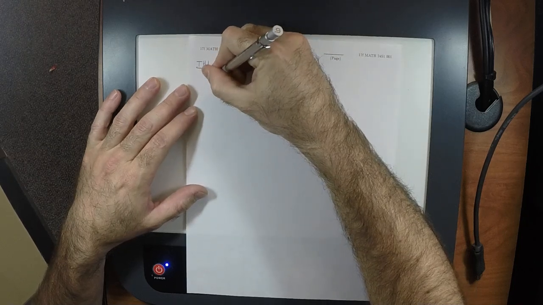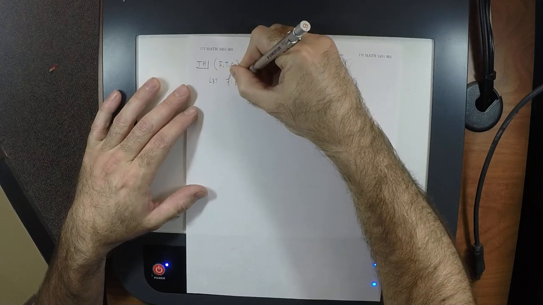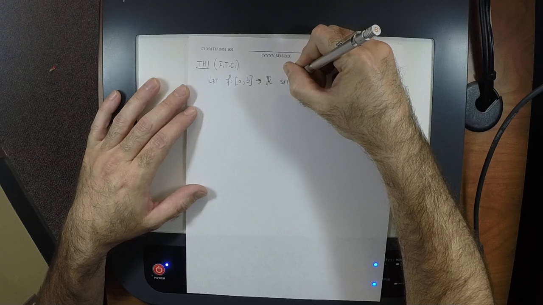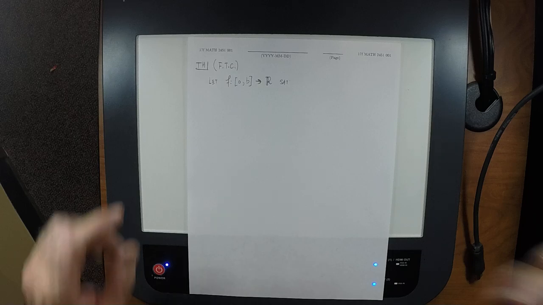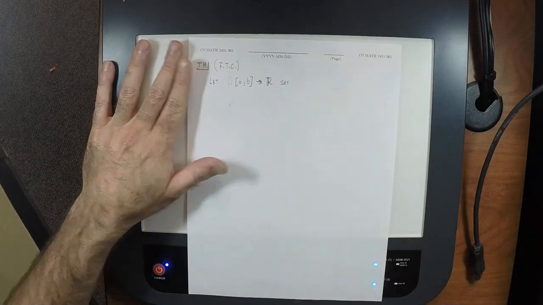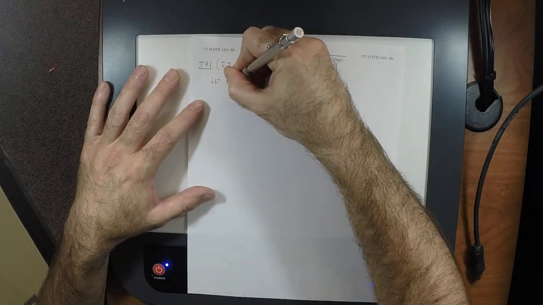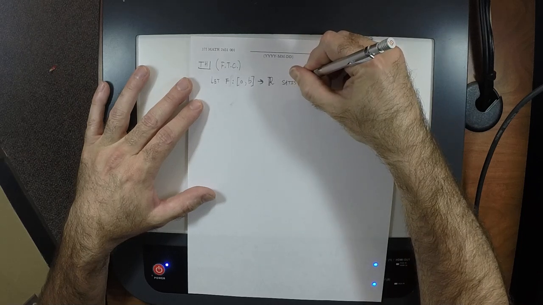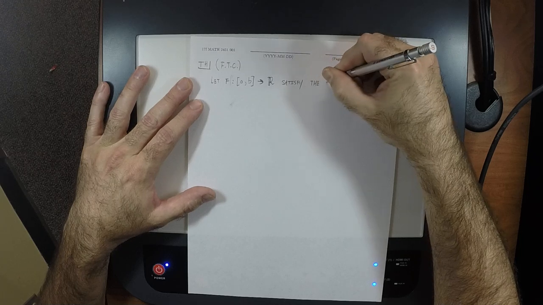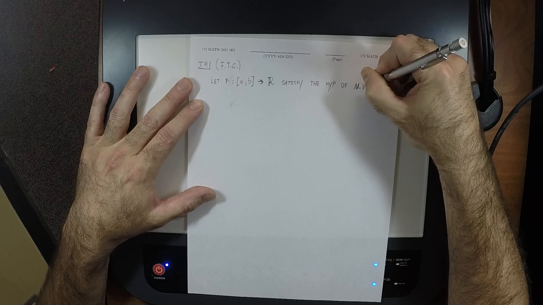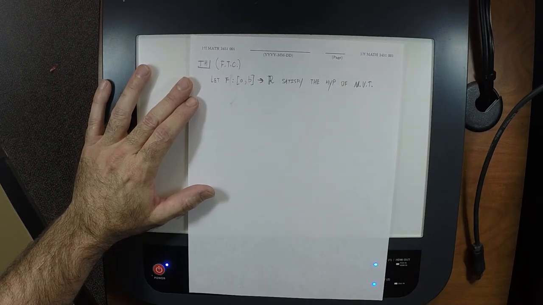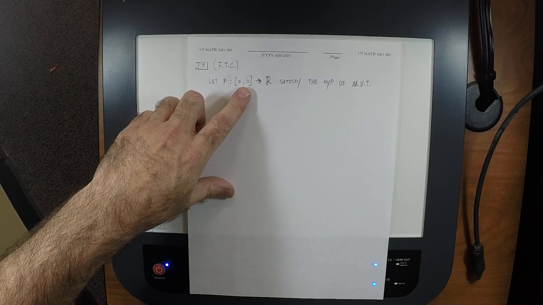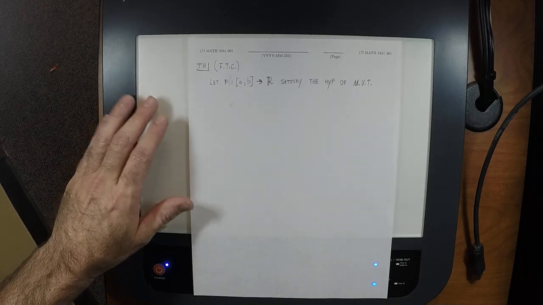So let f from A to B to the reals. Do I want f? No, I want big F. So this little f that I just wrote needs to be a big F. Let big F from that interval to the reals satisfy the hypotheses of the mean value theorem. What does that mean? Yeah, big F has to be continuous on this interval. And big F has to also be differentiable on the open interval. Okay, so it has those two requirements.